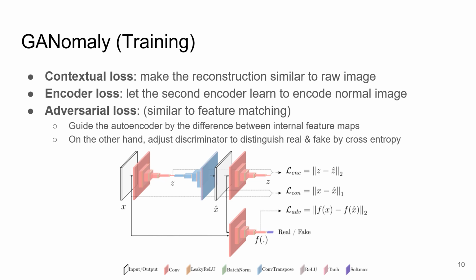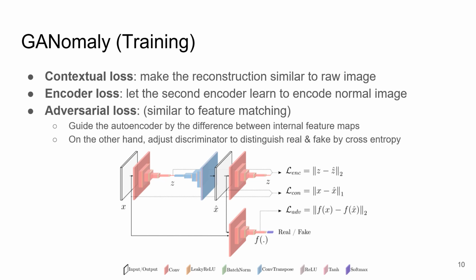Contextual loss makes the reconstruction similar to the raw image. The reconstruction is denoted by x hat, and the raw image is denoted by x. And this loss is the distance between x and x hat. So it will let this autoencoder reconstruct x.